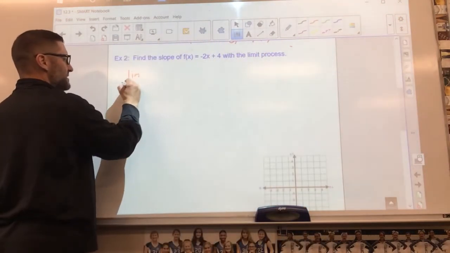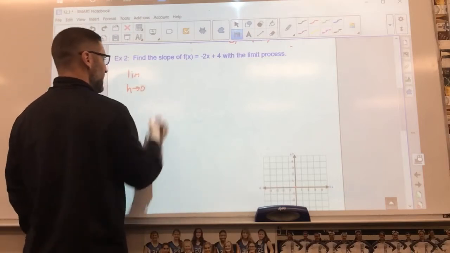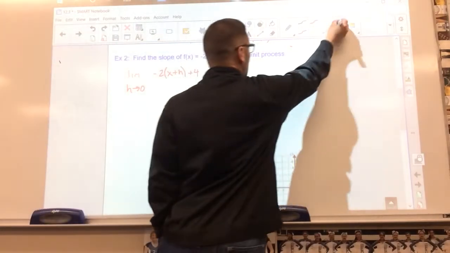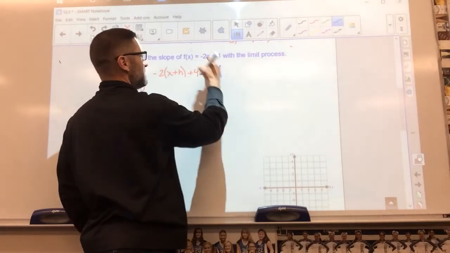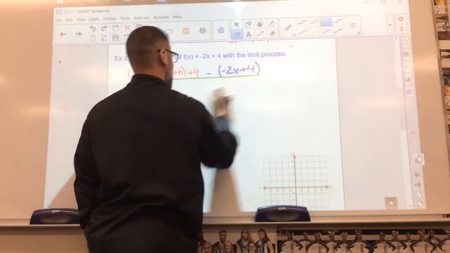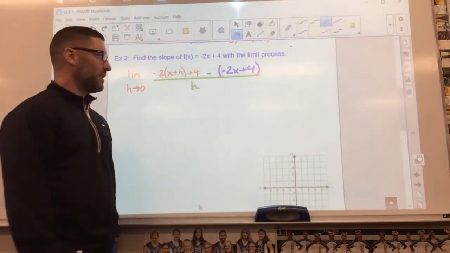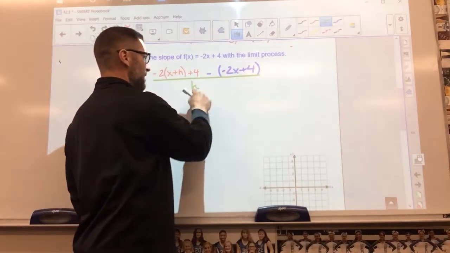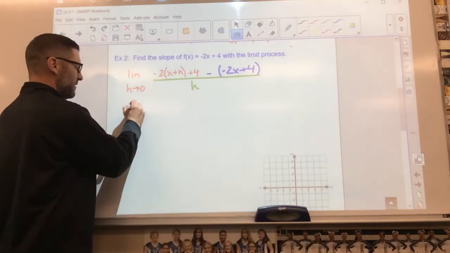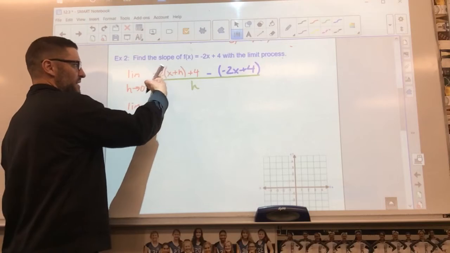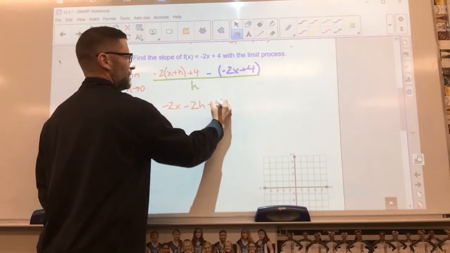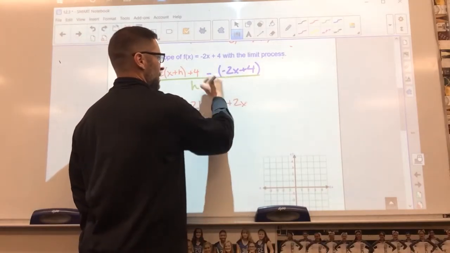I'm going to find the limit as h goes to 0 of f of x plus h. That tells me to take x plus h and put it in for that x. Minus f of x, minus the function, which is negative 2x plus 4, all over h. That's the formula: f of x plus h minus f of x, all over h. Let's simplify. I'm going to leave it all in red now. The limit as h goes to 0 of negative 2x minus 2h plus 4 plus 2x minus 4.